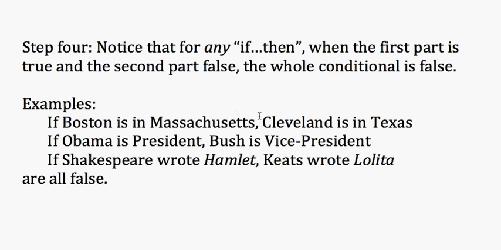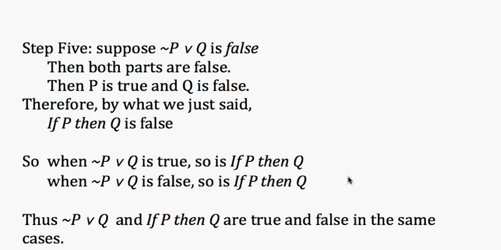If Boston is in Massachusetts, Cleveland is in Texas, false. Boston is in Massachusetts, but Cleveland isn't in Texas. If Obama is president, Bush is vice president, false again for the same reason. Obama is president, Bush is not vice president. So now we know something for sure. Whenever the antecedent of a conditional is true and the consequent is false, the whole conditional is false. That's just how if-then statements work.